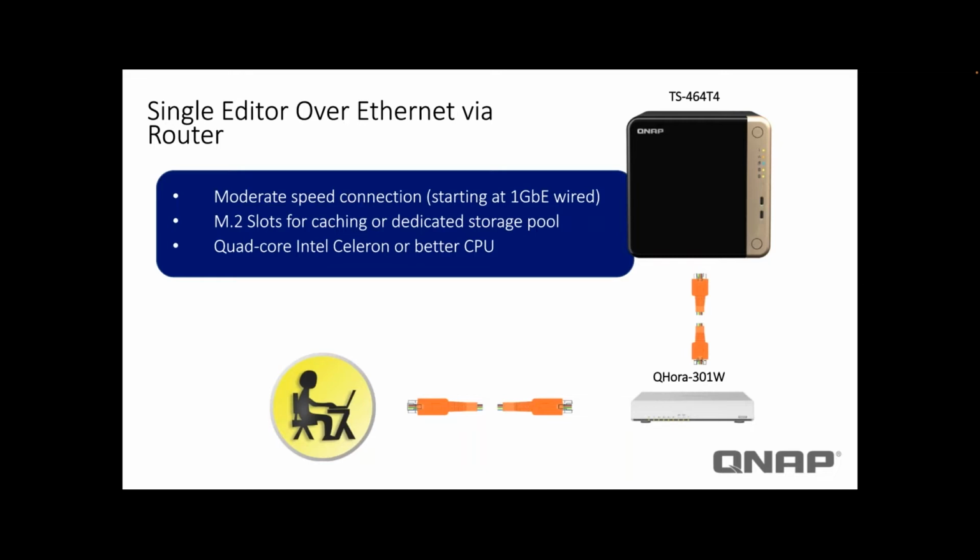The most basic QNAP models for editing start with quad-core Intel Celeron processors and include M.2 SSD slots that you could use to create a cache or a dedicated SSD storage pool. This is basically like a bare bones setup for maybe a single editor.